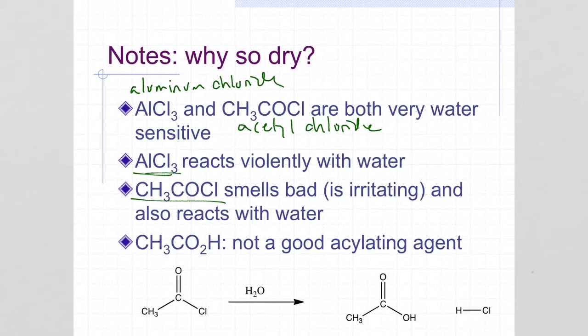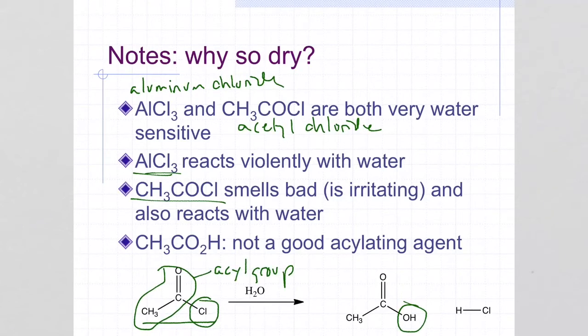And the way it reacts with water is, here is your acetyl chloride, and you'll notice here we go from having a chlorine attached to the carbonyl group to having an oxygen attached to the carbonyl group. So we go from acetyl chloride to acetic acid. And acetic acid is not a good acylating agent. What that means is it's not a good agent to add this acyl group to the aromatic ring.